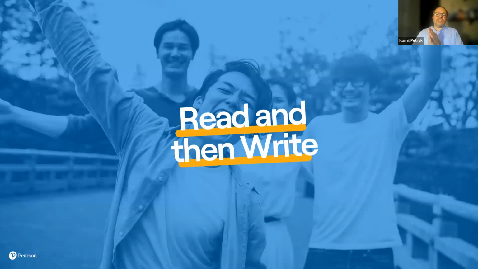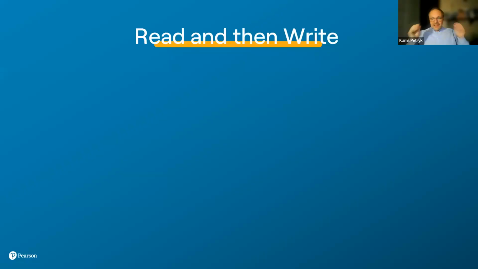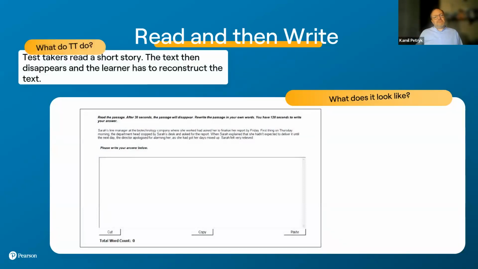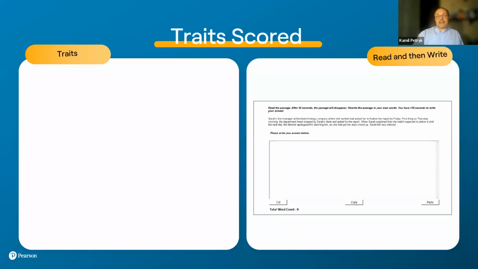Let's move on to another task, which combines skills, reading and writing. As you can see, read and then write, that's the name of this task. It's a task in which they read a short story. They have 30 seconds for that, and after 30 seconds the text disappears and they have to reconstruct the text. They have 90 seconds or 120 seconds, depending on the level. High levels will have 120 seconds to reconstruct the text. That's the idea behind the task.